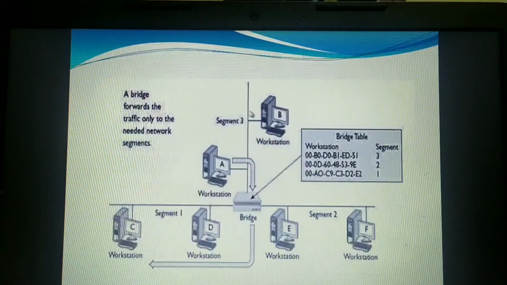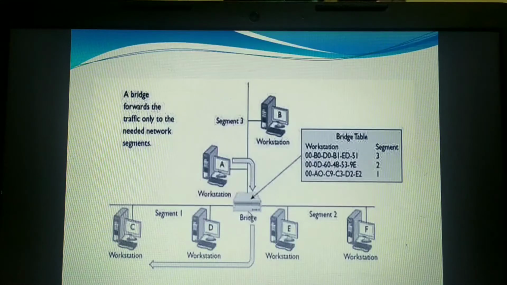Here I can show you an example of how smart bridges are. Now this is a bridge, with bridges connected to 3 segments. Your entire network is divided into 3 segments, and it might be divided into any number of segments. In segment 1 we have 2 workstations, in segment 2 we have 2 workstations, and in segment 3 again 2 workstations. Now suppose this is my source and this is my destination.